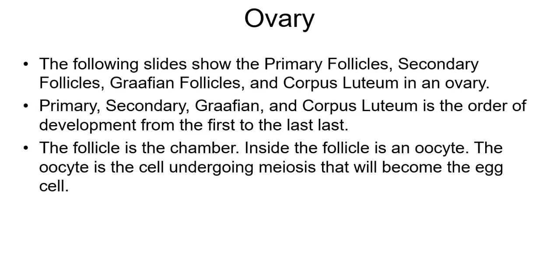So with the ovary, we have things that we're going to look for. We're going to look for the primary follicles, secondary follicles, Graafian follicles, and corpus luteum. This is also the order of development. So when you have the lab exam, you're going to need to be able to identify these follicles as well as put them in their correct order of development. Now remember, the follicle is the chamber. Inside the follicle you have what's called the oocyte, and the oocyte is a cell that's actually undergoing meiosis.